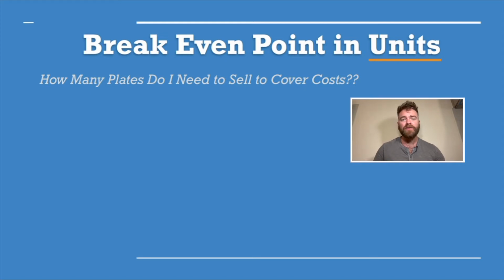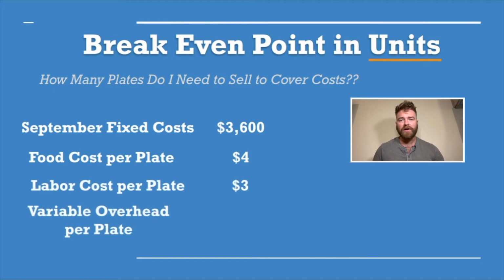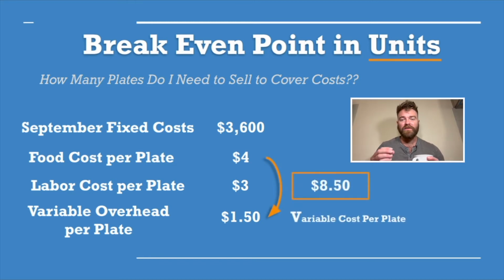In September, we had fixed costs of $3,600. Food cost per plate was $4. Labor cost per plate was $3. And variable overhead was equal to $1.50 per plate. Now, to get our variable cost per plate, we add up these 3 numbers. And we get $8.50 in variable costs per plate.